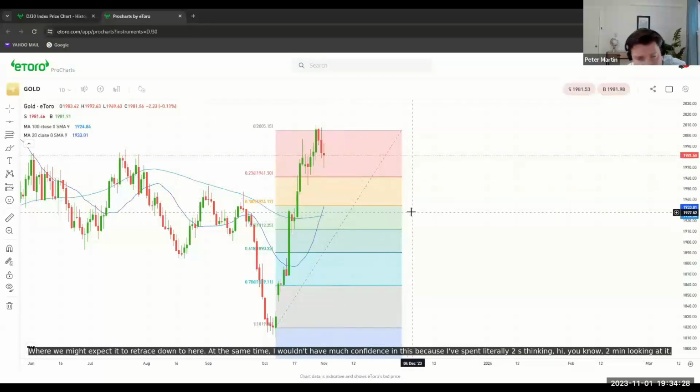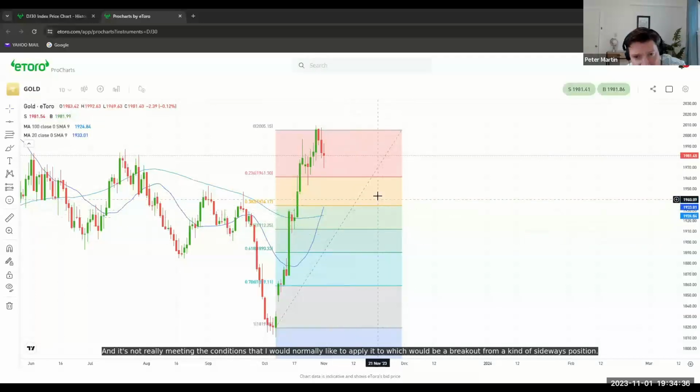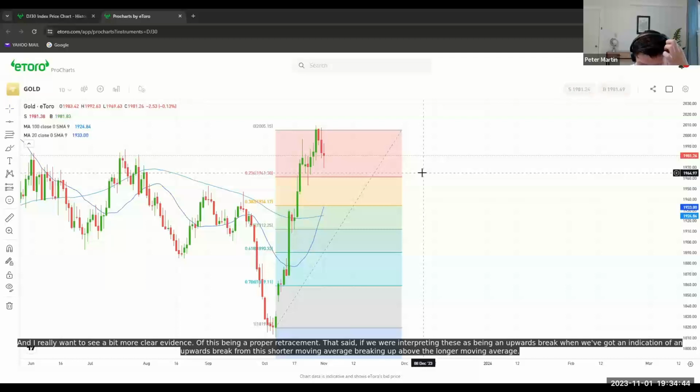At the same time, I wouldn't have much confidence in this because I've spent literally 2 minutes looking at it, and it's not really meeting the conditions that I would normally like to apply it to, which would be a breakout from a kind of sideways position, and I'd really want to see a bit more clear evidence of this being a proper retracement.